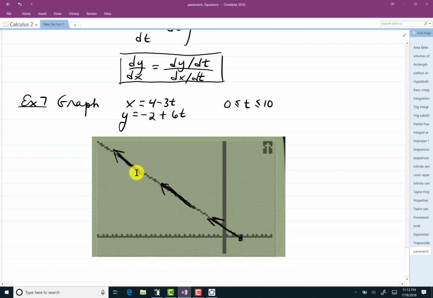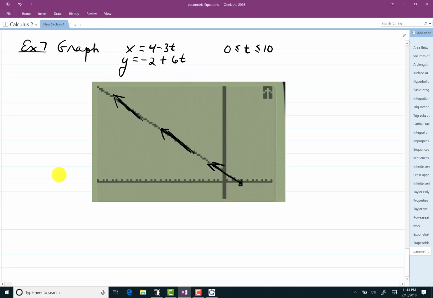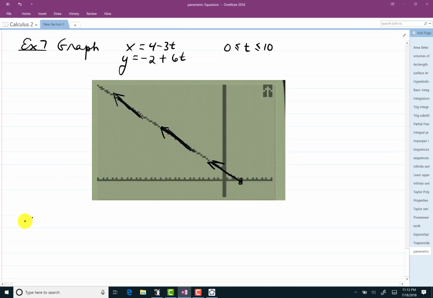Now we know that this is a line, and I can easily get the slope of the line, but another way that we get the slope of a line is to take the derivative. So find dy over dx. Well, according to what I just wrote, it's dy over dt divided by dx over dt.